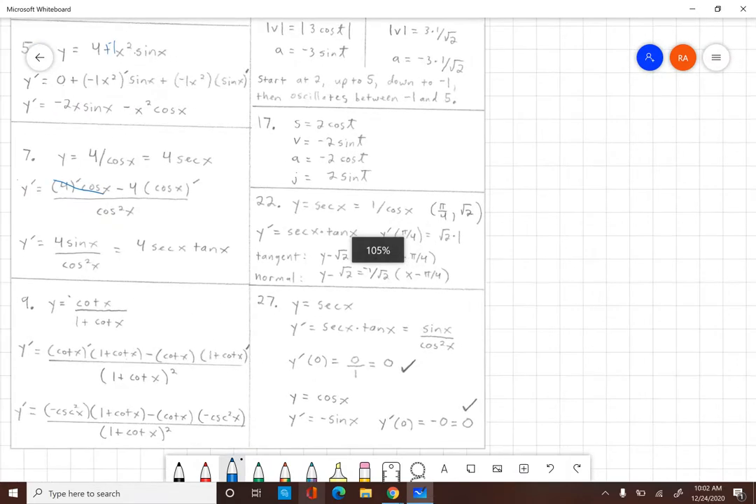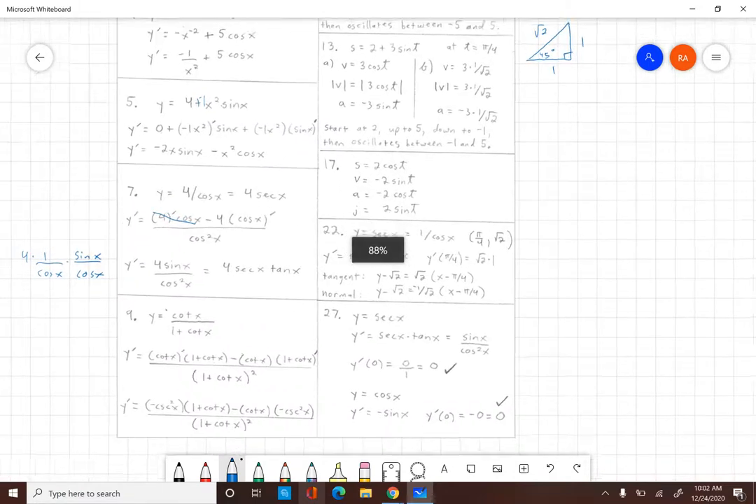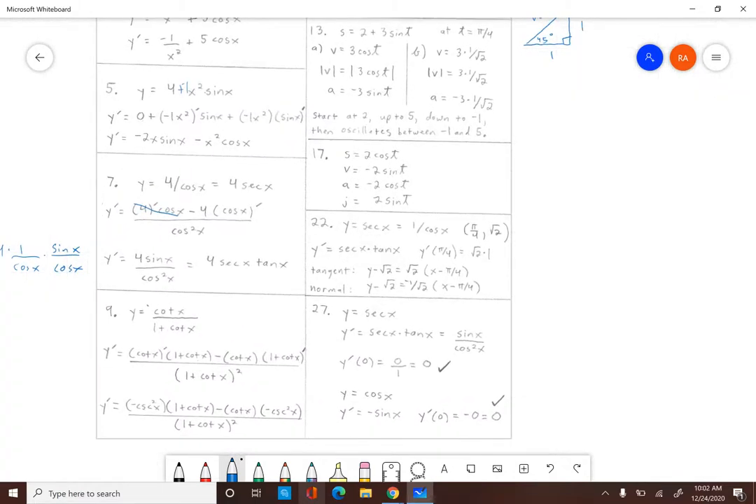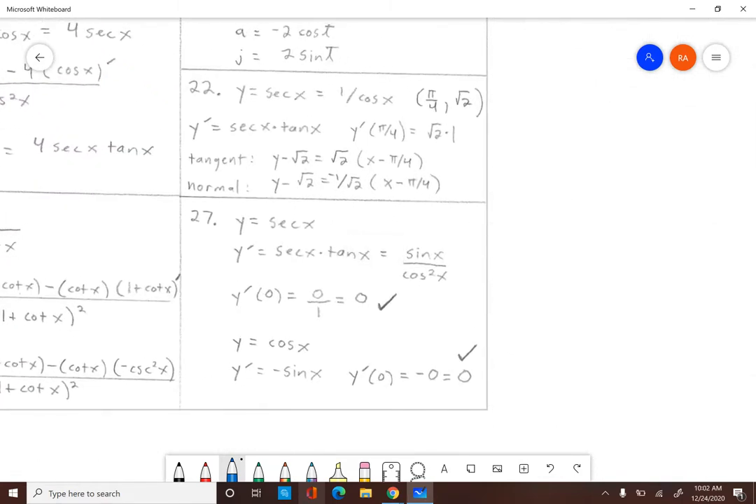Where did we do that? All right. Oh, this one's right here, where the derivative is sine over cosine squared, which is the same as secant times tangent. Again, just writing this out, secant is the same as 1 over cosine of x. The tangent is sine of x over cosine of x. If I multiply those fractions across, I get sine of x over cosine squared of x.